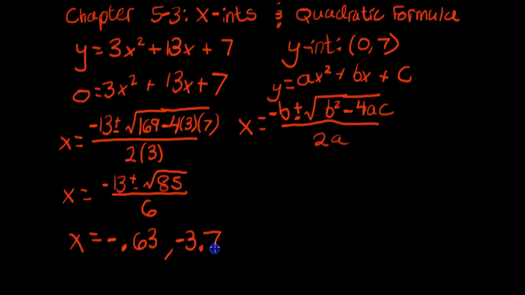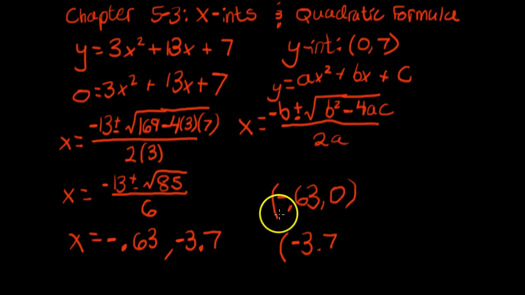And so what this says is that the x-intercepts of this quadratic equation are negative 0.63 and negative 3.70.